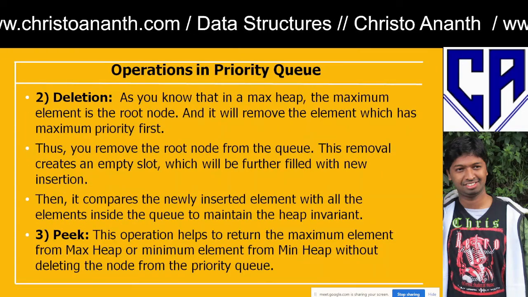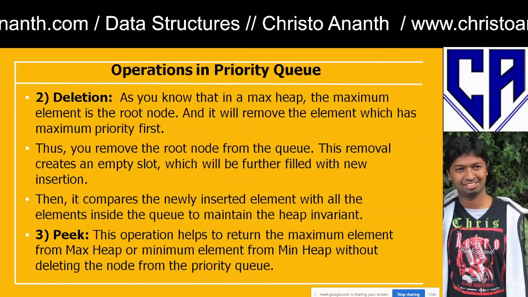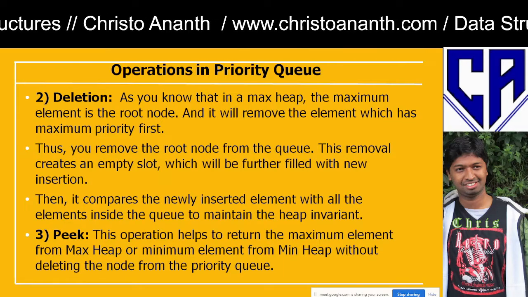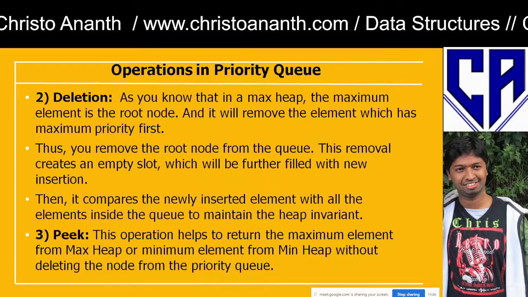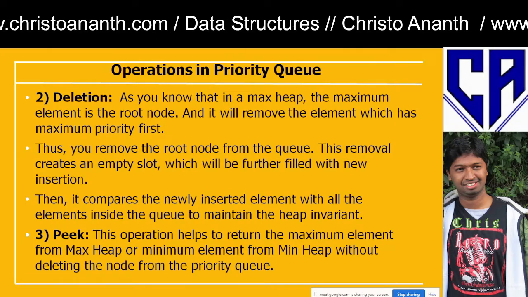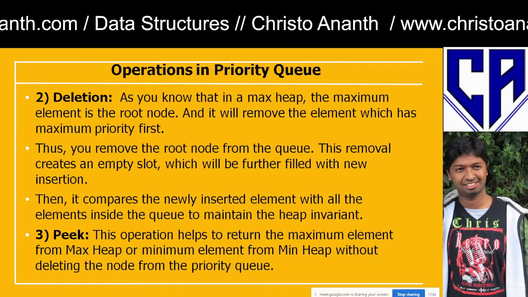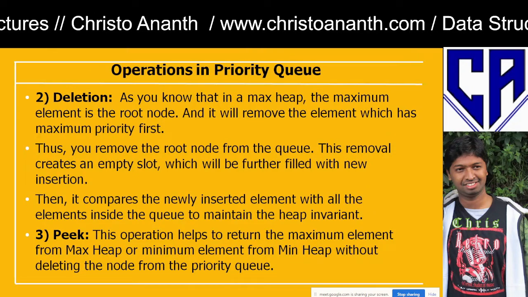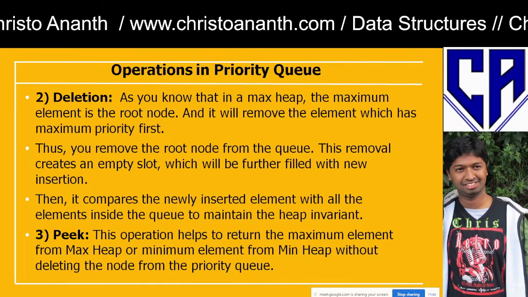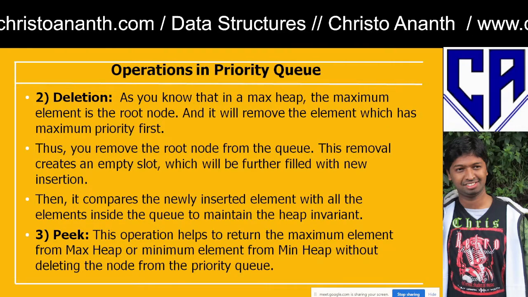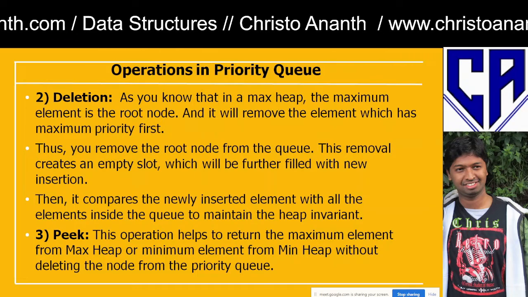And then you have deletion. So in a maximum heap, the maximum element is the root node, and it will remove the element which has the maximum priority. So if you remove the root node from the queue, generally this removal creates an empty slot which will be further filled with a new insertion. So it is going to compare the newly inserted element with the elements inside the queue to maintain the heap invariant.